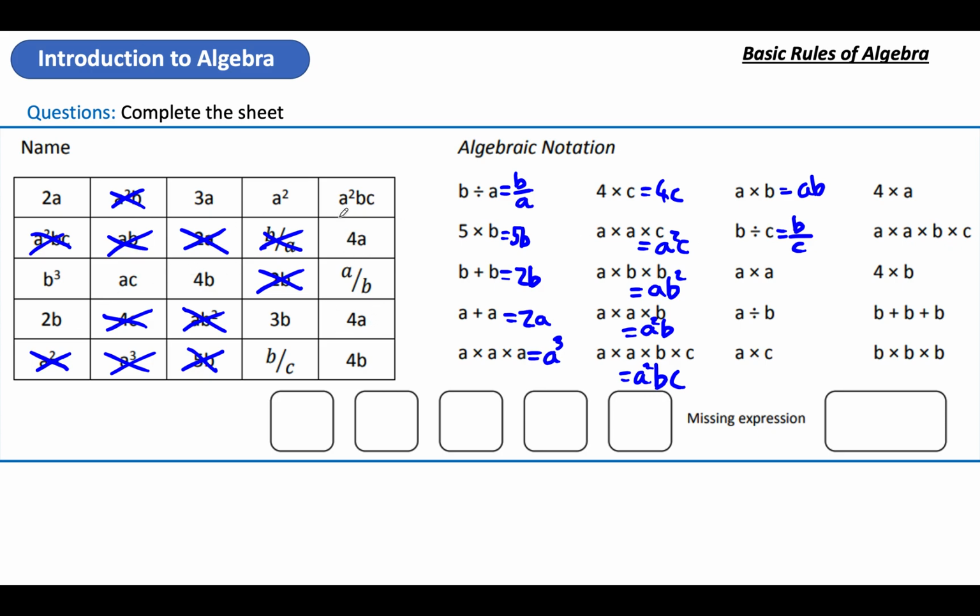Do you know that line has a special name, actually? That fraction line has a special name. And if only I knew it, I'd tell you what it was.